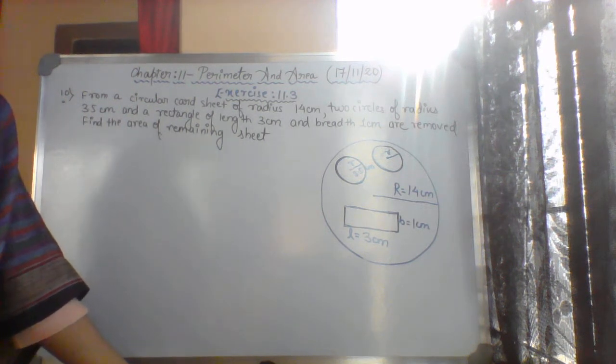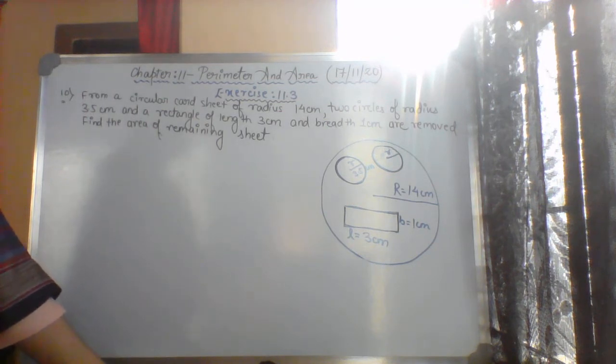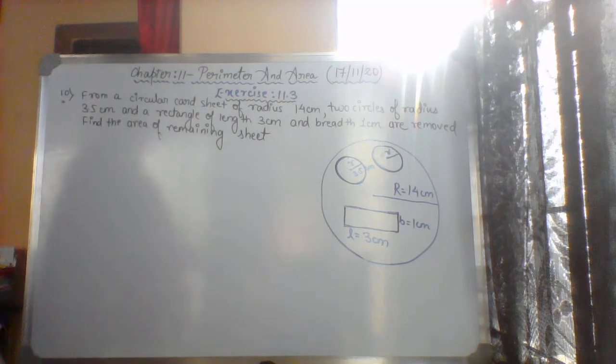We were doing chapter number 11, perimeter and area. So, we are doing the exercise 11.3. We have already done up to question number 9. Now, we will continue from question number 10. So, let us start from question number 10.